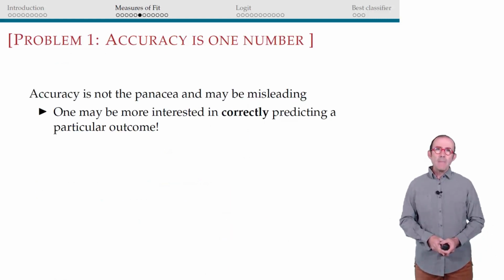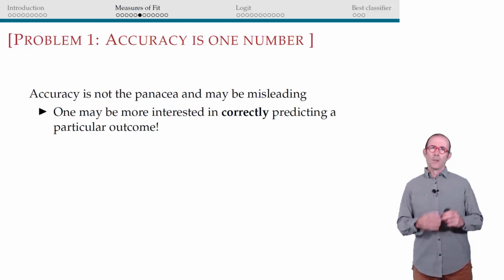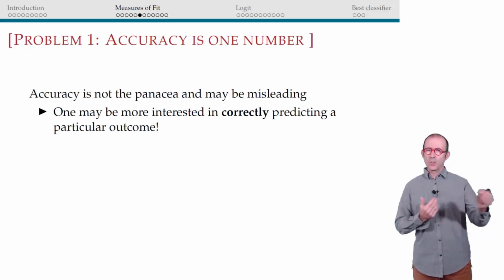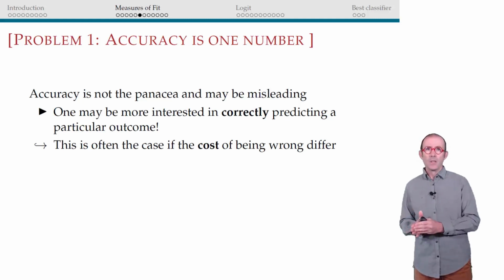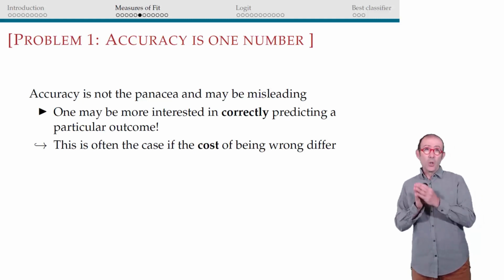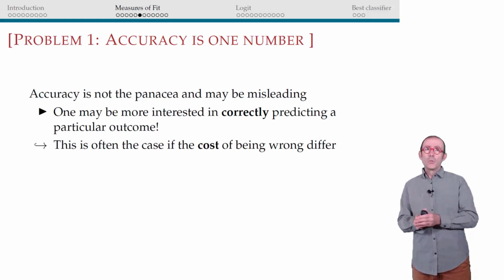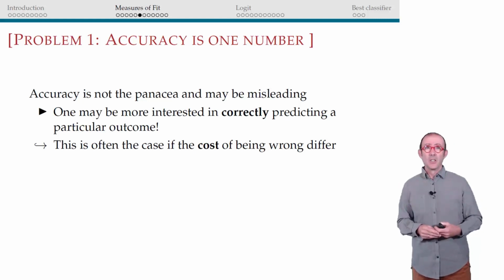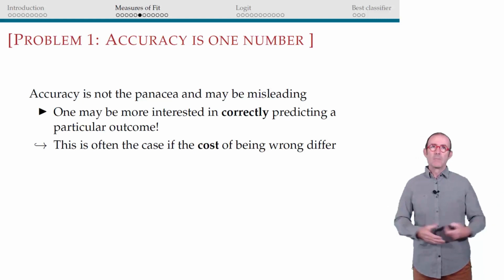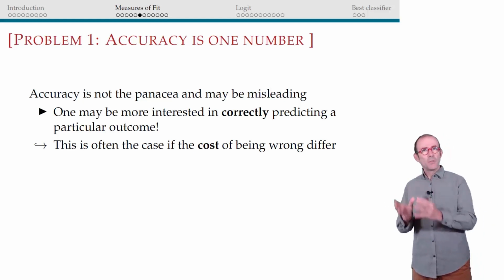But maybe this is a little bit too limited, because accuracy is just one number from a complex situation, right? We have also these false predictions. And sometimes we are interested in correctly predicting a particular outcome. This is the case when the cost of being wrong differs. Imagine that being in an urban area allows you to have some subsidy or something. If you predict well for a household, it's good, you can get the subsidy. If you predict it wrong, that's a big cost for him. So maybe you want to put a focus on that.